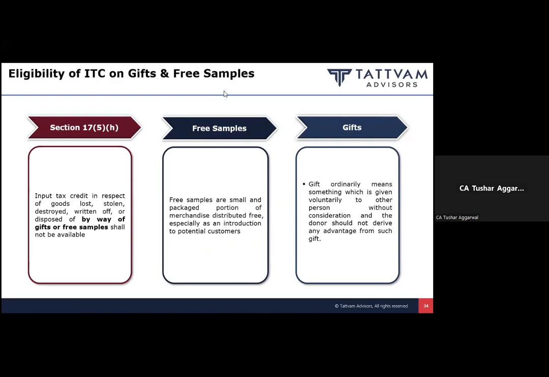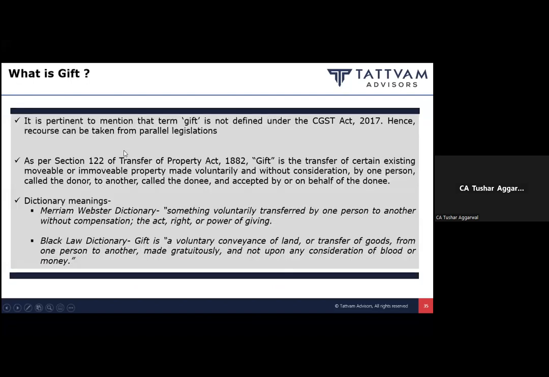Input tax credit in respect of goods lost, stolen, destroyed, written off, or disposed of by way of gifts or free samples shall not be available. I repeat what the law says: ITC in respect of goods lost, stolen, destroyed, written off, or disposed of by way of gifts or free samples shall not be available. Please read this very carefully. This is Section 17(5)(h) which says ITC is not available in respect of goods lost, stolen, destroyed, written off, or disposed of by way of gifts or free samples. Gift is something which is given voluntarily, without any consideration, directly or indirectly.